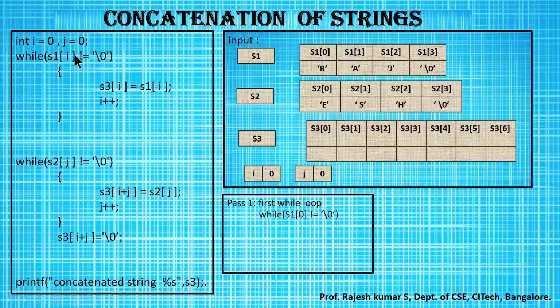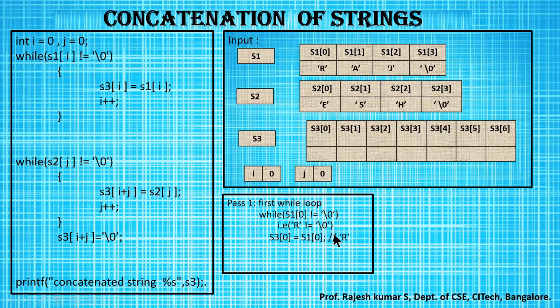S1 of 0 not equal to null. What is S1 of 0? S1 of 0 is R. Is R not equal to null? Yes, the condition is true. When the condition is true, what do I have to do? I have to store this R here, right? So what we used, string copy, right? The same thing, we are copying it.